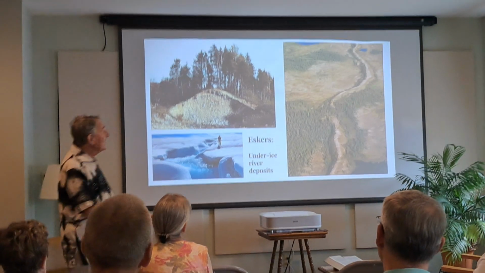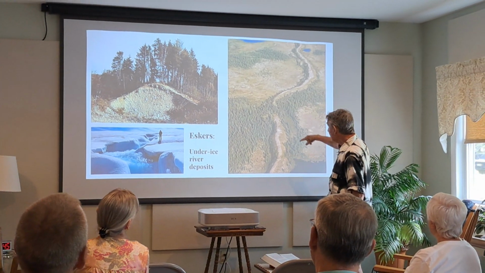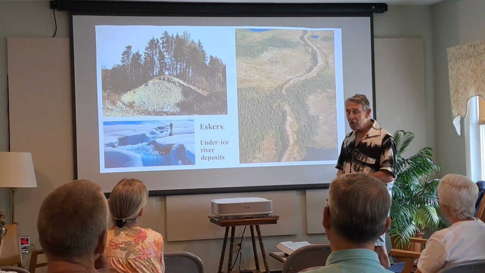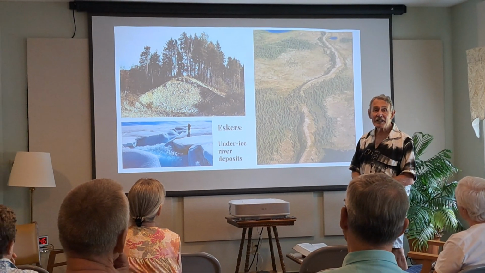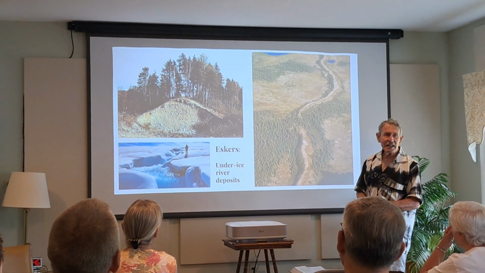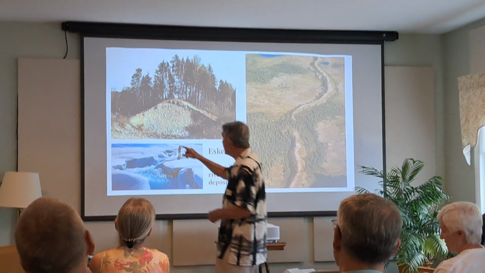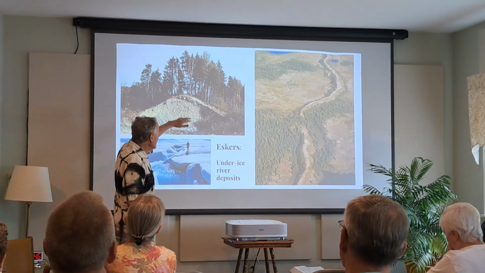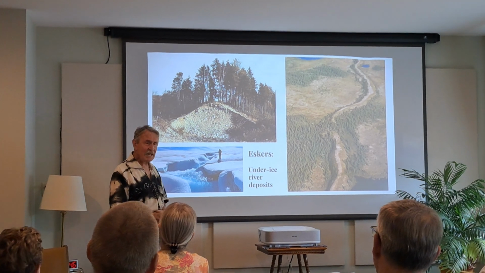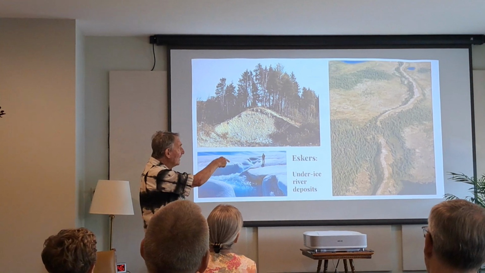This funny line coming down here is known as an esker. Esker is a word from Finland, and it basically means a ridge of sand and gravel. And this is a ridge cut across an esker in Maine. They stand above the landscape, and they wiggle along like that.